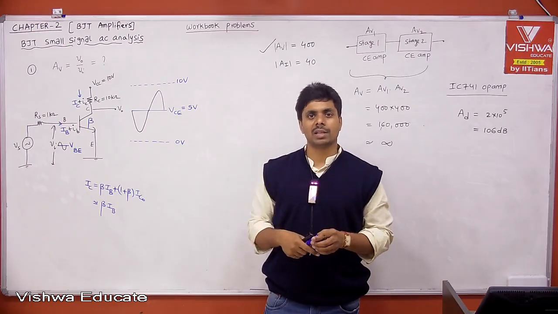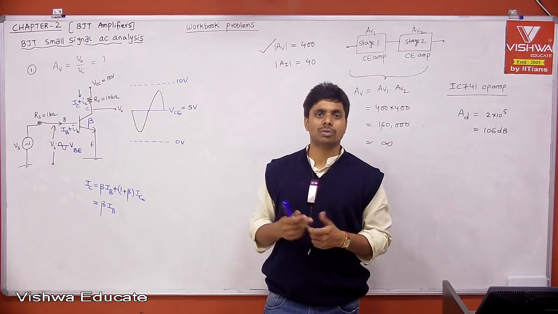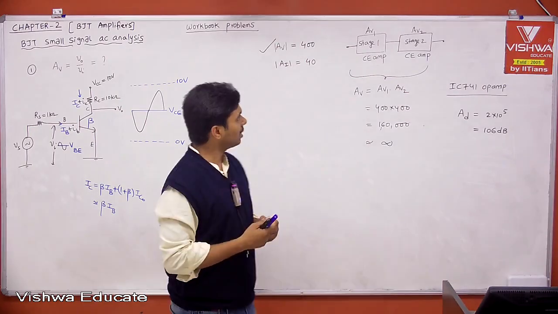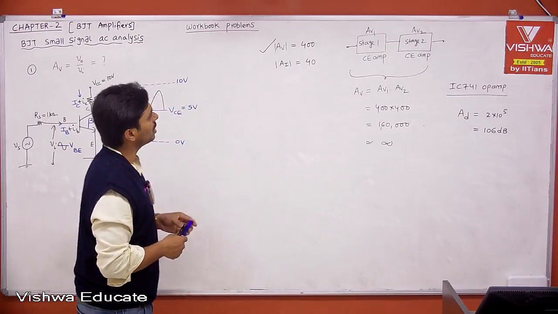If you see, that is in the order of 230 volt RMS, 200 volt, 230 volt, 240 volt, 220 volt, right? Then never compare voltage gain to current gain. What is the meaning of current gain 40?